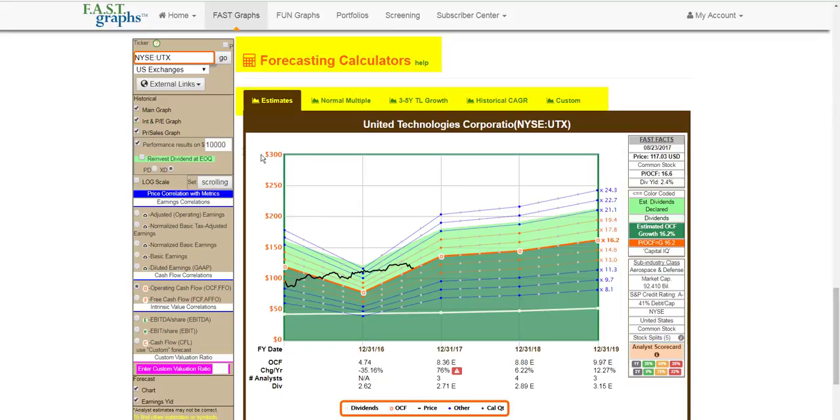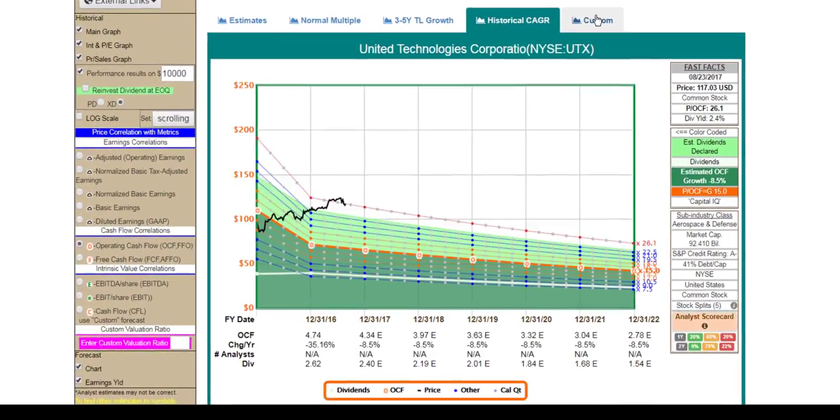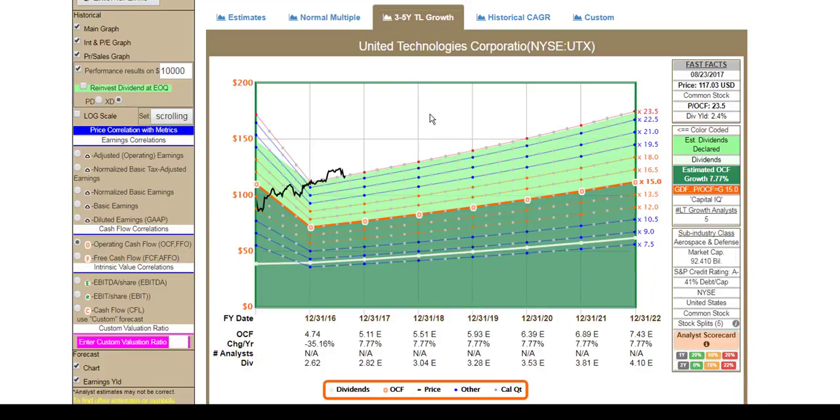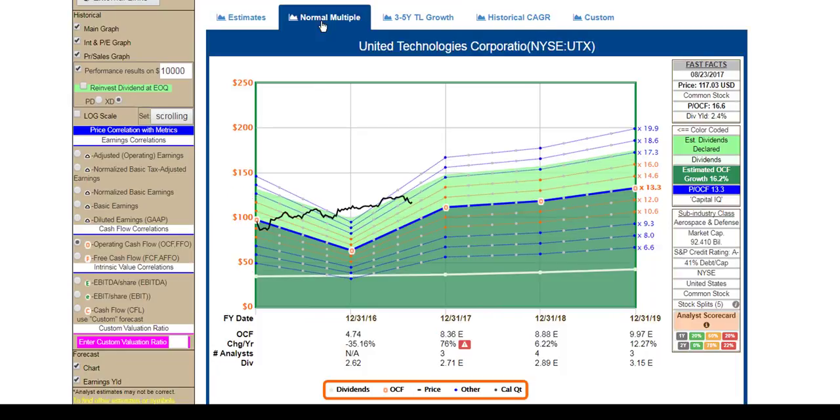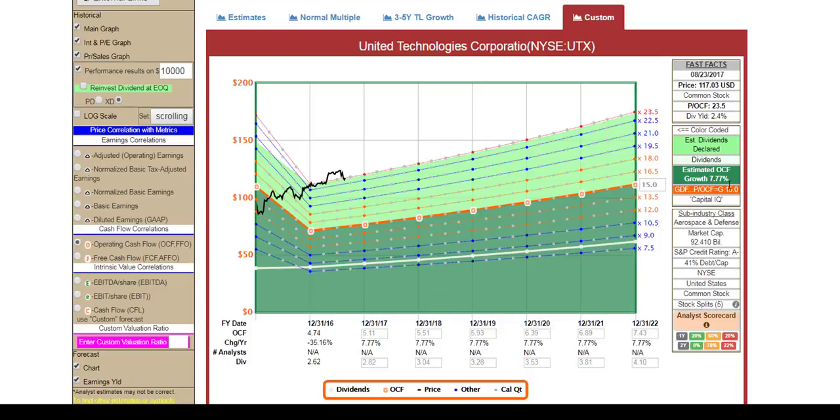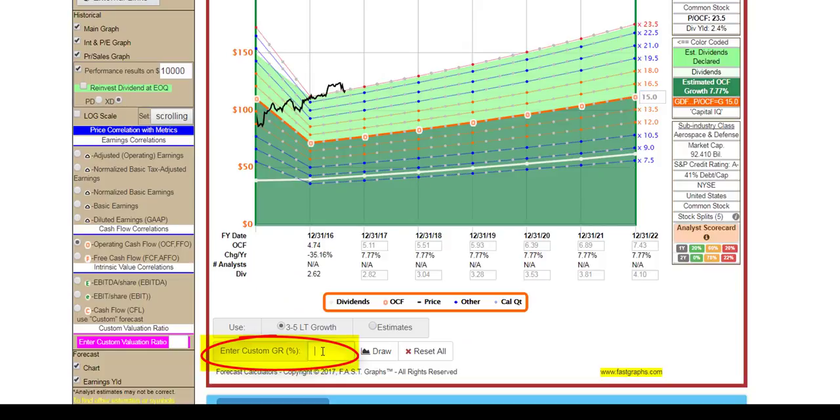Regarding looking to the future, Fast Graphs provides five different forecasting calculators. The first two calculators provide specific analyst estimates based on a number of analysts reporting, in this case, operating cash flow for the company. And then there's a 3 to 5 year trend line growth rate estimate. So these first three calculators are based on analyst estimates. The fourth calculator provides estimates based on historical growth rates. And then finally, there's a custom calculator that allows you to input your own data. You can put in your own PE ratios, your own earnings growth rates, etc.